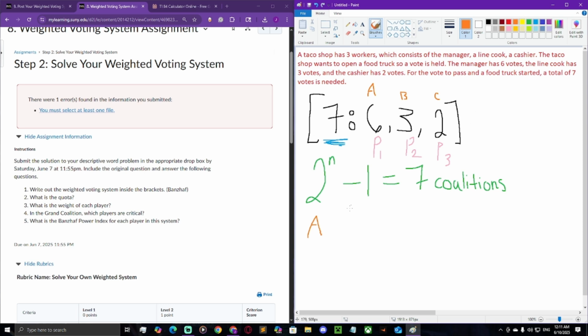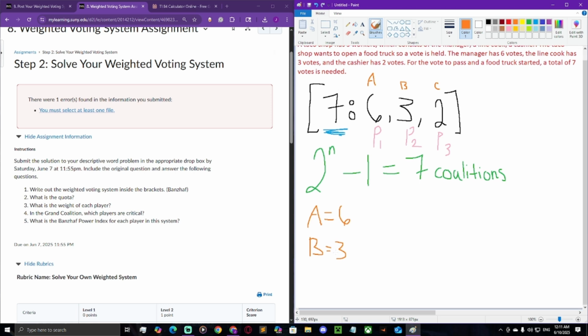So moving on, we have A. We also have B by itself, equals 3. I'll show you in a second why I'm writing them out. C equals 2. Okay, then we also have AB, which equals 9. We have AC, which equals 8. We also have A, B, C as a coalition, which equals 11.